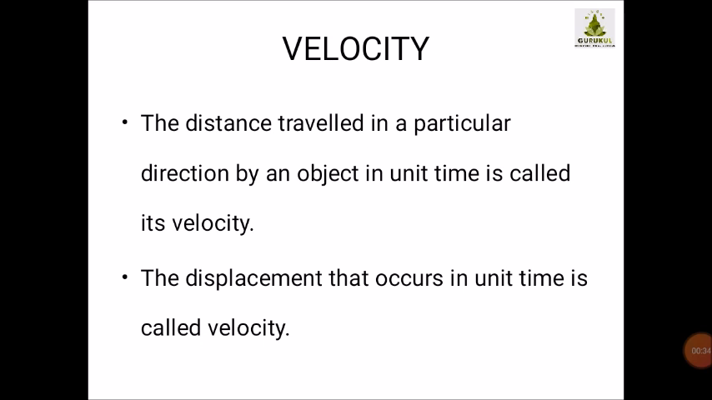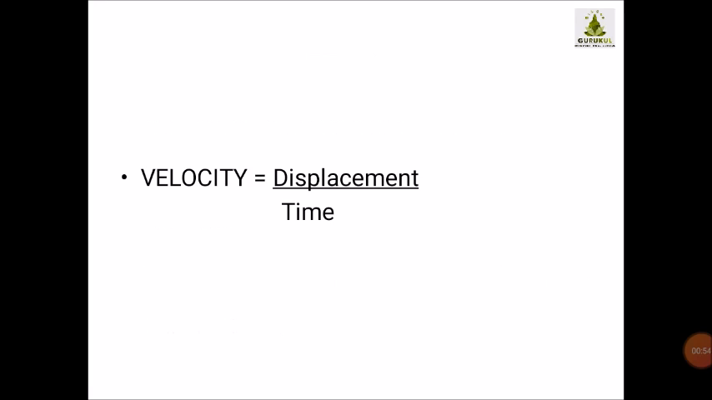What is velocity? The distance travelled in a particular direction by an object in unit time is called its velocity. The displacement that occurs in unit time is called the velocity. Velocity is referred to as displacement upon time. When we are studying the displacement of a certain object with reference to time, then we are studying the velocity of that object.